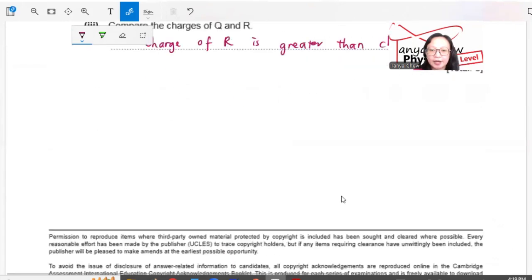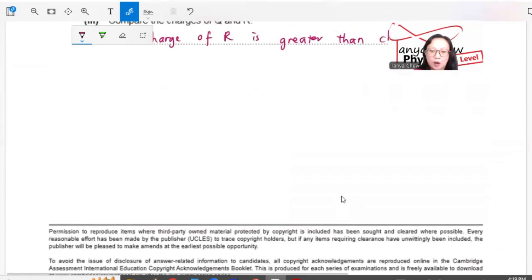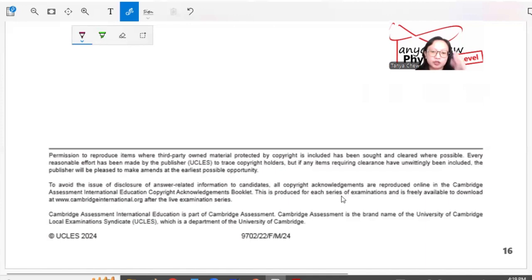So that is the end of the discussion of our AS February-March 2024 paper 22.